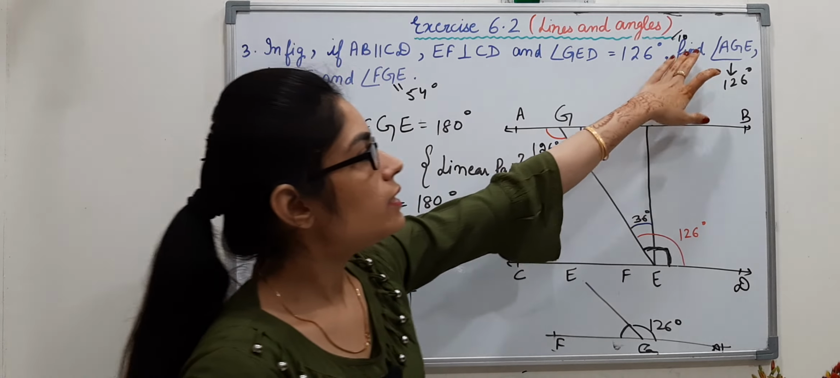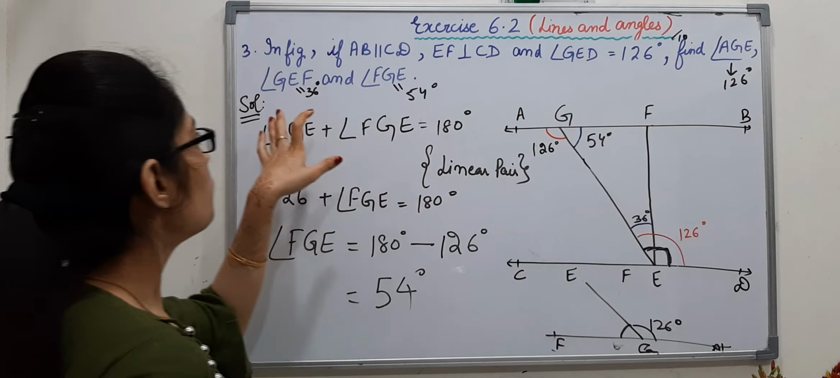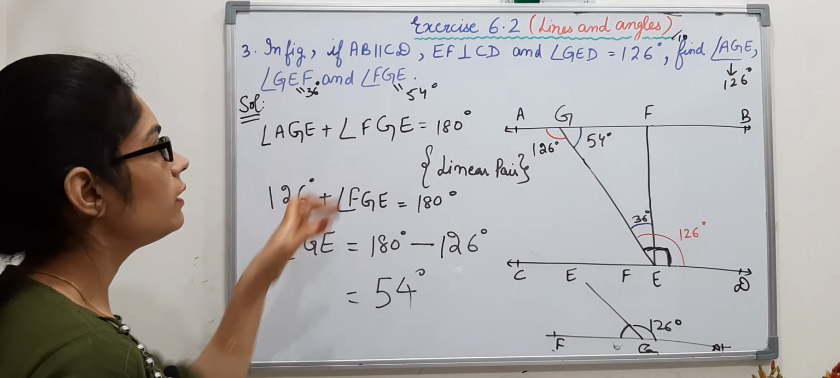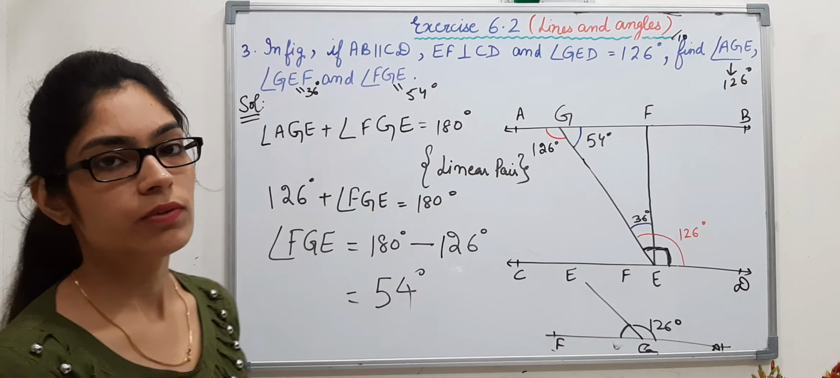So angle AGE is equal to 126 degrees, the value of GEF is equal to 36 degrees, and FGE is equal to 54 degrees.